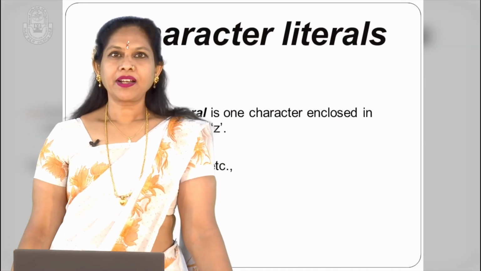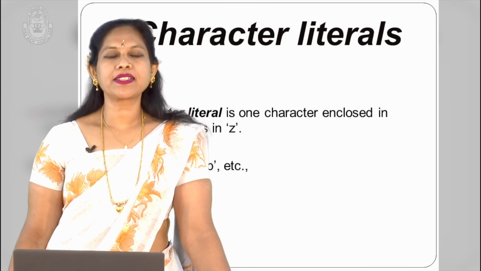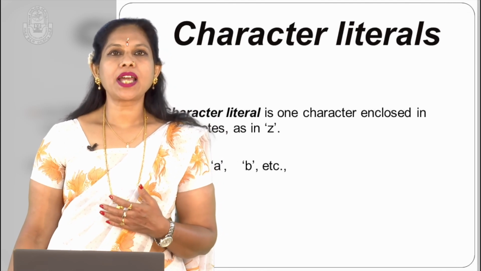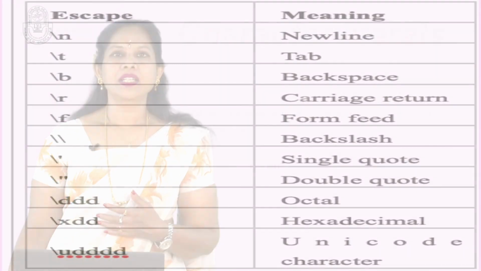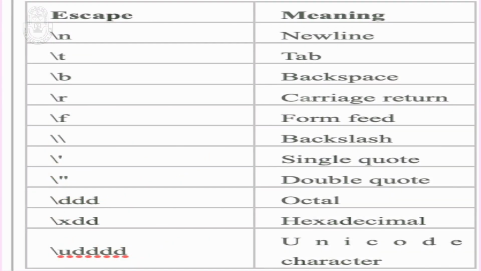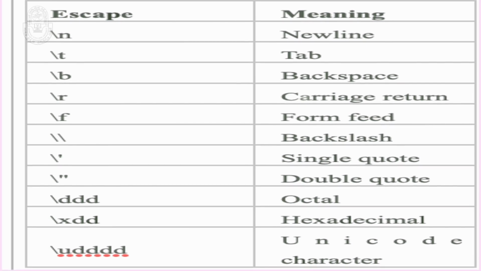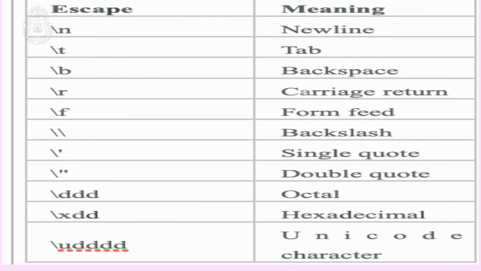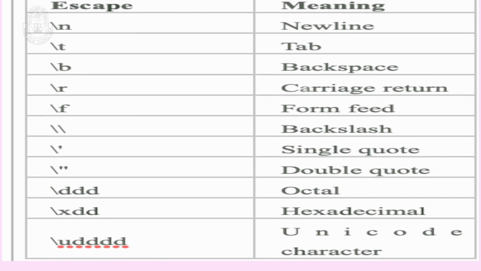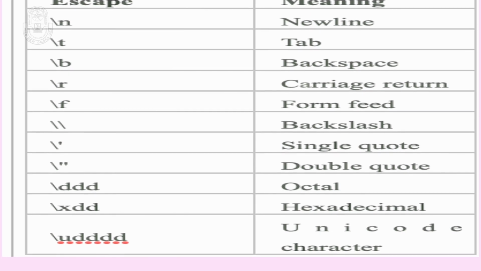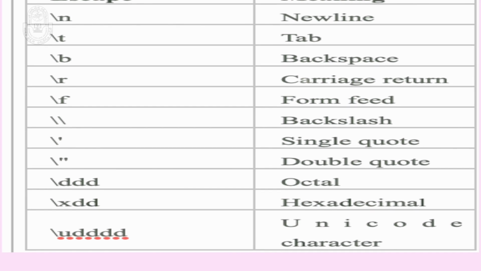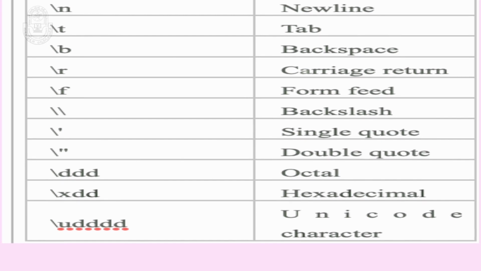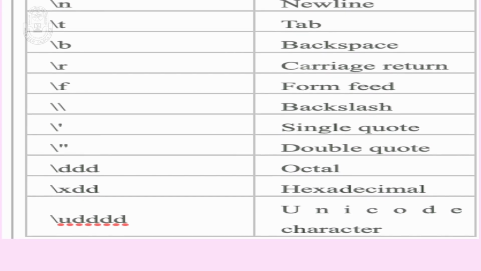Character literals. Character literals are expressed by a single character enclosed within single quotes. Characters are stored as Unicode characters. Escape sequences: /n is new line, /t is tab, /b is for backspace, /r is for carriage return, /f is for form feed, // is for backslash, slash with a single quote will give you the single quote. Slash with double quote is double quote.